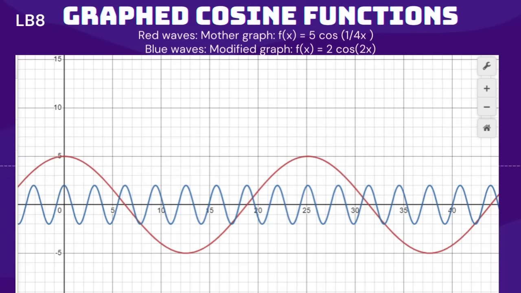Now, since the mother graph's amplitude has a higher value than that of the modified graph's amplitude, the waves are much bigger compared to the modified graph's waves. And since the modified graph's period has a lesser value than that of the mother graph's period, the waves are much narrower compared to the mother graph's waves.